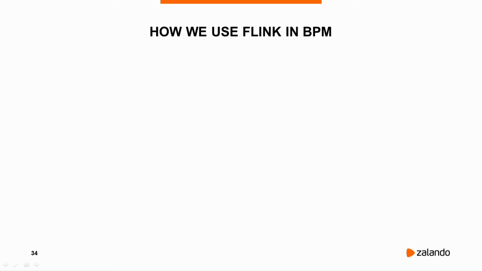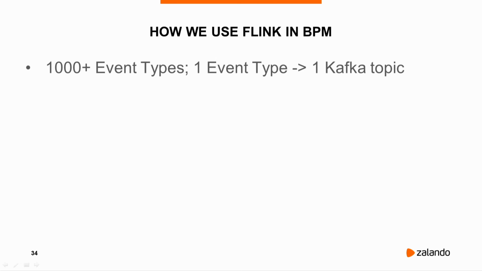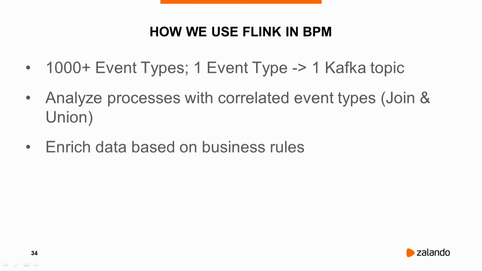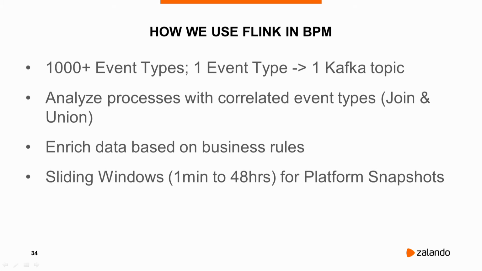Okay. So what features do we use in Business Process Monitoring from Flink? We have thousands of event types, and each event type has a Kafka topic. Then we analyze the processes with correlated events, and for this we use joins and unions. Then we enrich data based on business rules. And we use sliding windows from 1 minute to 48 hours for platform snapshots. We also use the state to store and modify alert metadata.